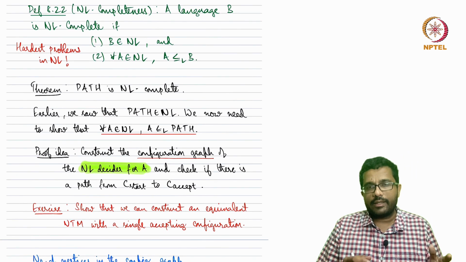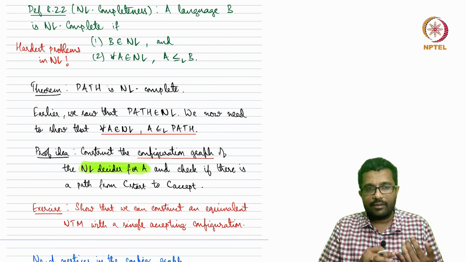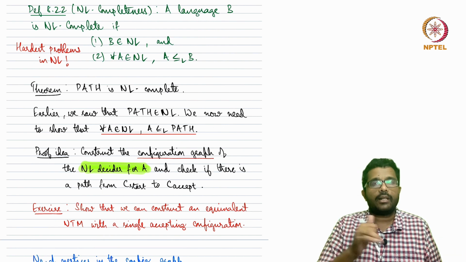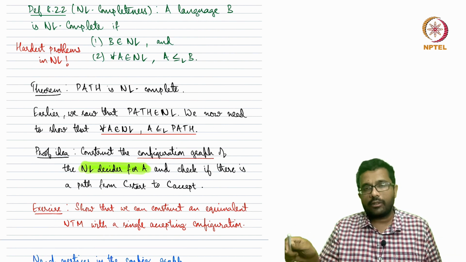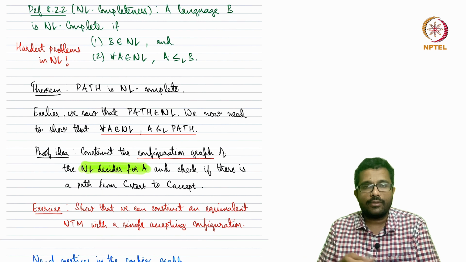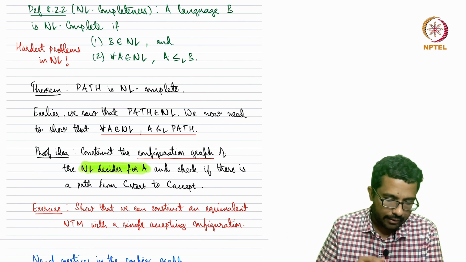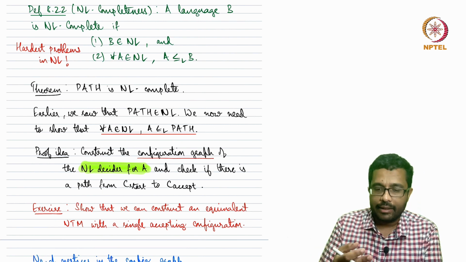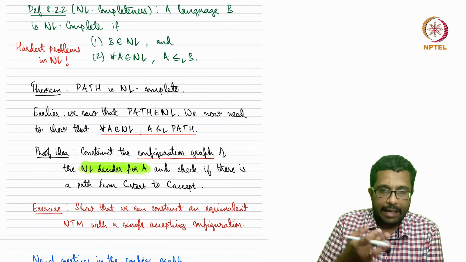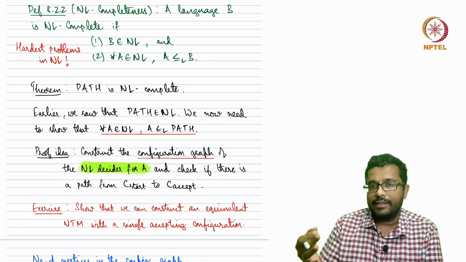So we have a configuration graph, and the NL decider accepts the input string if there is a path from the start configuration to the accept configuration. This is a very straightforward thing, right? So the correctness is fairly evident. Now it's a path problem, right? So we are given a graph which is a configuration graph. S is the start configuration, T is the accept configuration.